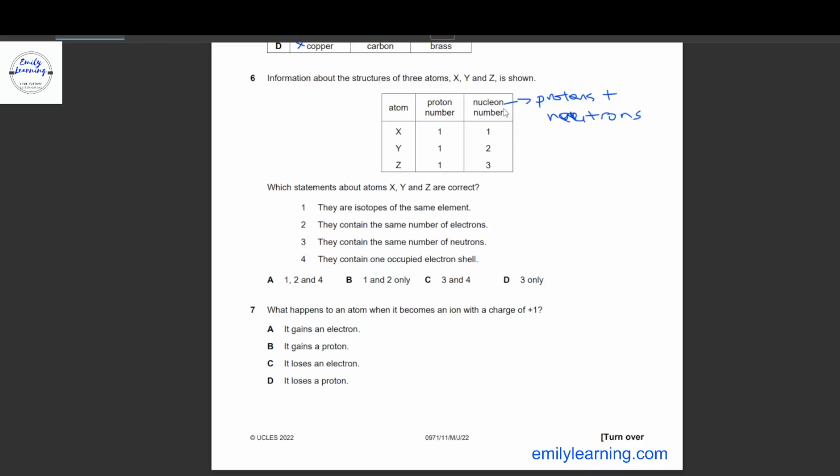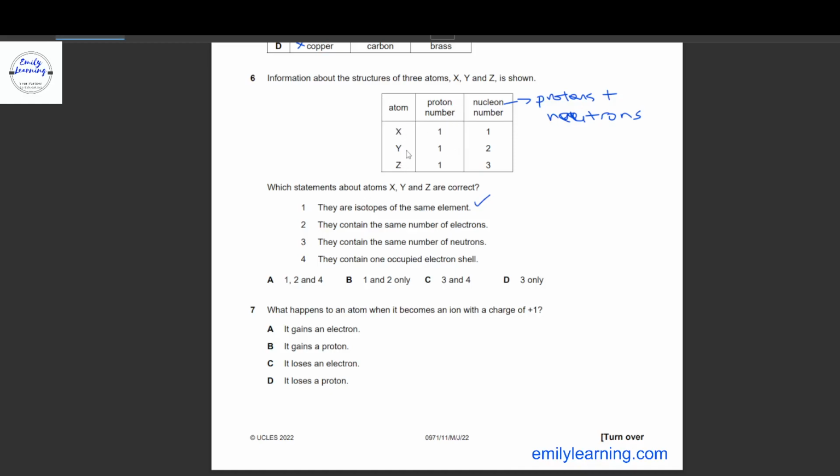If something has the same number of protons but a different number of protons plus neutrons, that means it has a different number of neutrons. So in other words, these are isotopes of the same element. Next, we know that they are all atoms. So what is an atom? An atom has a charge of 0 because the number of protons is equal to the number of electrons.